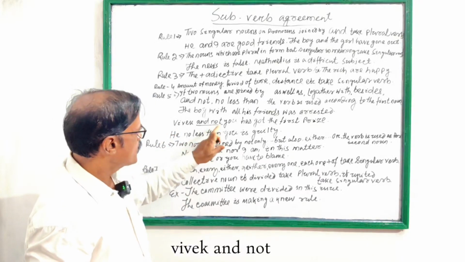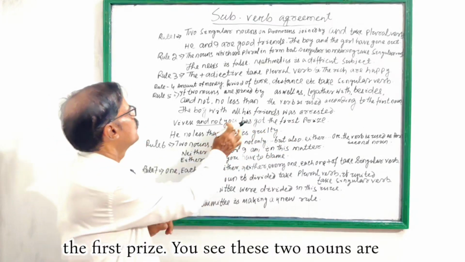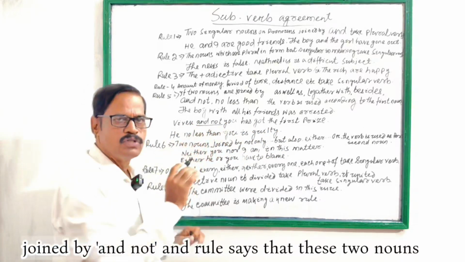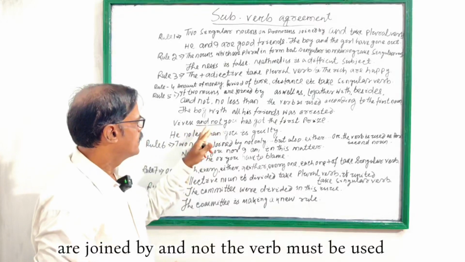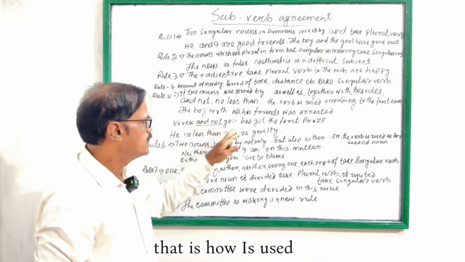Vivek and not you has got the first prize. You see, these two nouns are joined by 'and not'. The rule says that if two nouns are joined by 'and not', the verb must be used according to the first noun. So Vivek is the first noun. That is why 'has' is used.